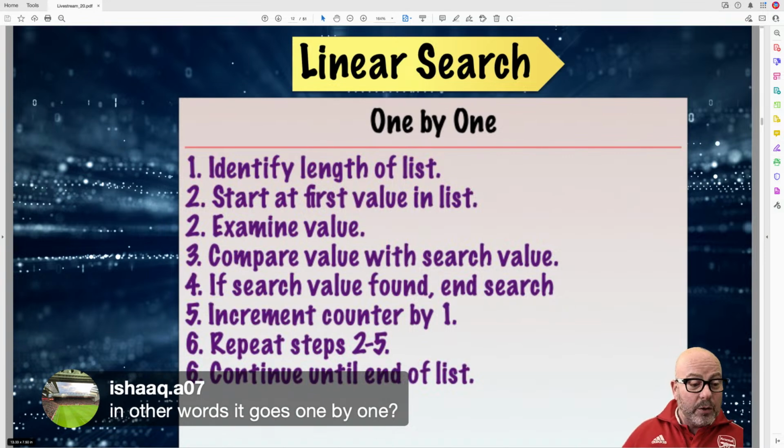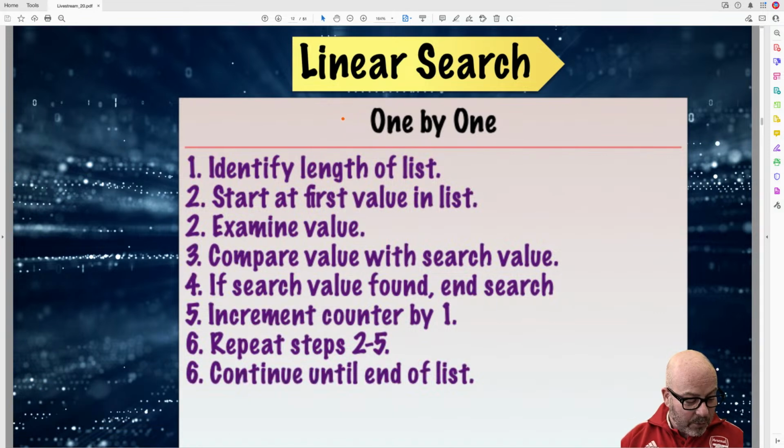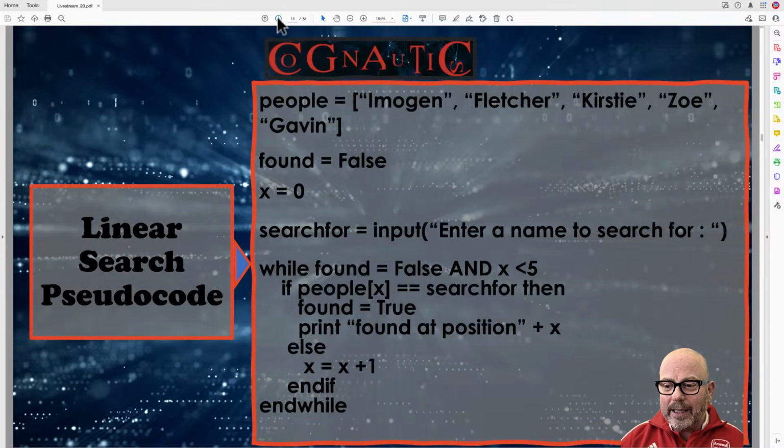But make sure you can describe it in terms of these points, because when they mark this, if they say describe it, they will look for you to say, first of all, that it identifies the length of the list. Then it starts at the first item. Then it examines that value and so on. So these literally are the steps that you've got there. So that's what you'll need to use if you're going to describe it, okay? So that's the kind of simple way of looking at a linear search.